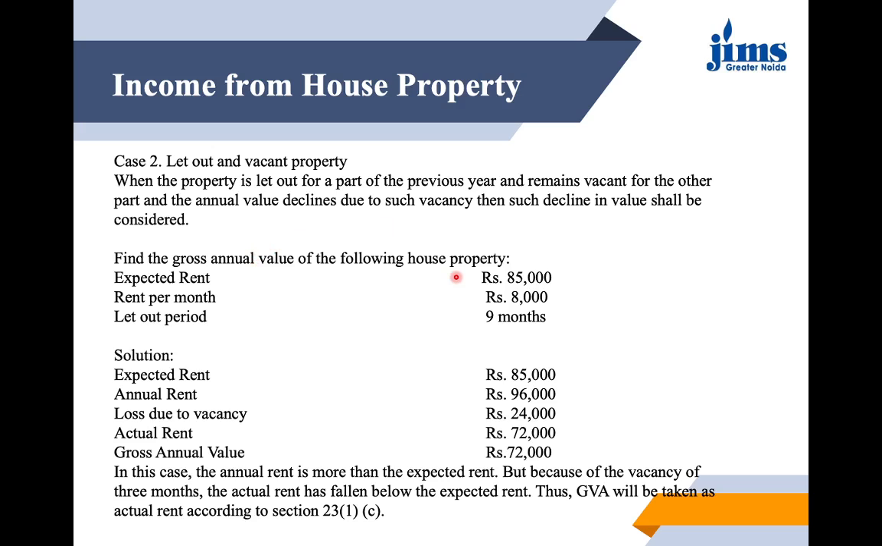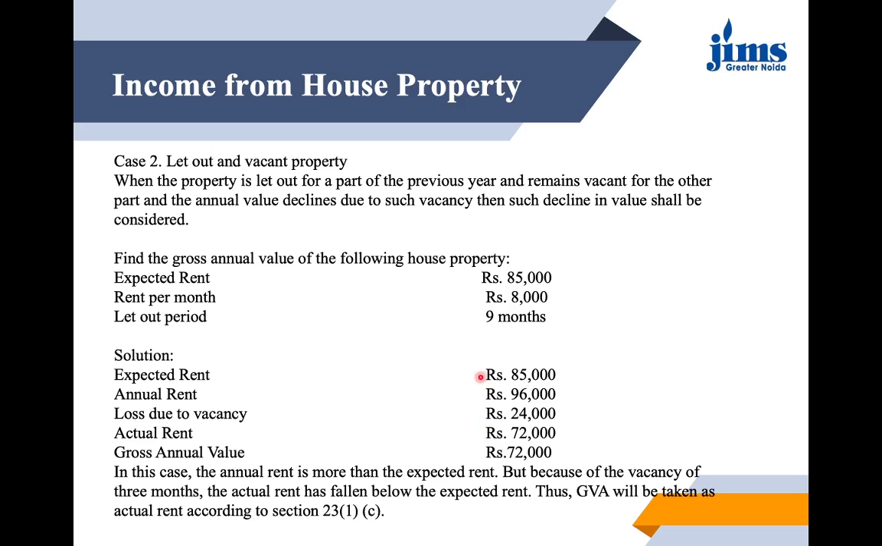Let us see. The expected rent is 85,000, rent per month is 8,000, but the let-out period is only 9 months, so it was vacant for 3 months. Solution: expected rent would remain 85,000, annual rent would be 96,000, because 12 into 8,000. But there is a loss due to vacancy, for 3 months it was left vacant. So 3 into 8,000, 24,000, because the monthly rent is 8,000. So actual rent would be, after subtracting 24,000 from 96,000, 72,000.